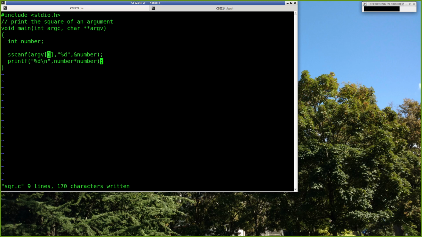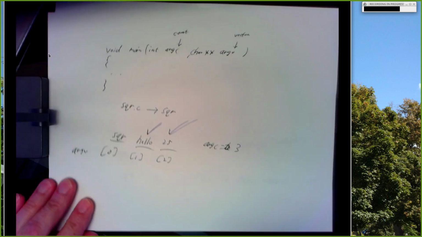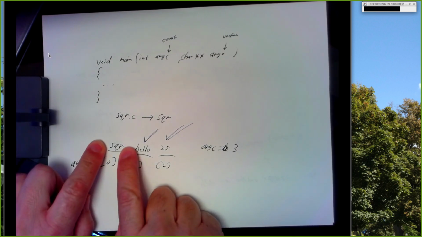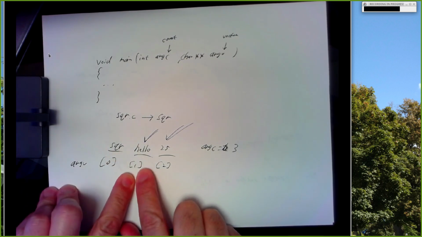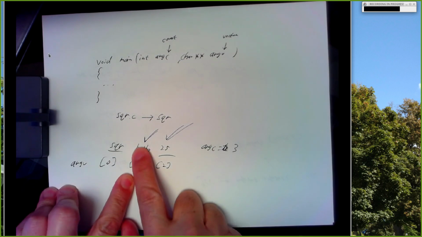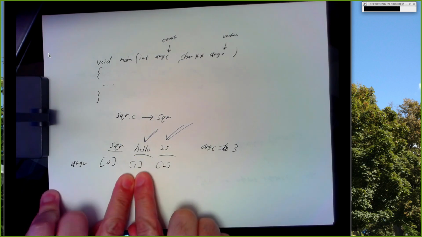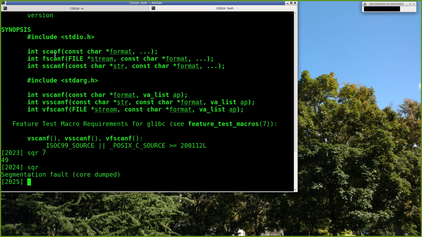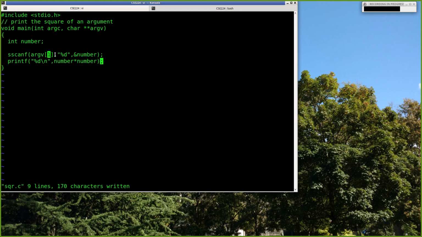So when you're working with command line arguments, I know that argv bracket 0 always exists. That's the name of the program. But I don't know if argv bracket 1 exists. If I don't put a command line argument, if I just say SQR, this thing doesn't exist. And if I try to do something with that, for example, use it as an argument to sscanf, that's my seg fault. And it's pretty easy to avoid that.